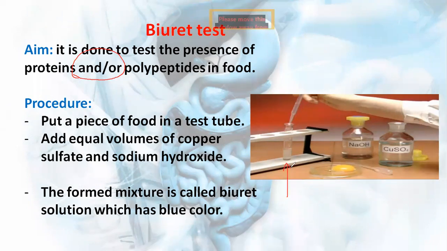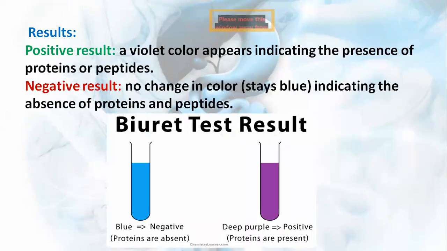Then we add equal volumes of copper sulfate and sodium hydroxide. This is the copper sulfate, CuSO4. Sodium hydroxide, NaOH. For example, we add 2 drops of NaOH and 2 drops of CuSO4. Then the formed mixture will have a blue color. It's called the Biuret solution. It has blue color. So here we want to test the presence of proteins and/or polypeptides.